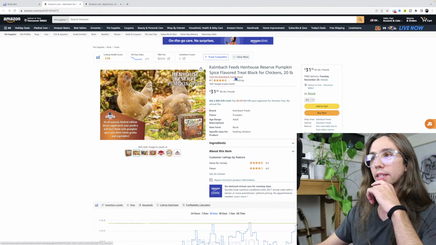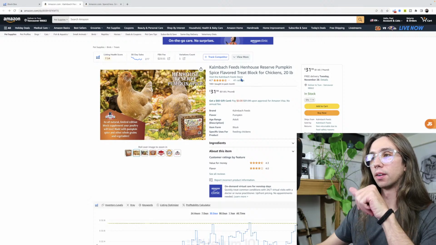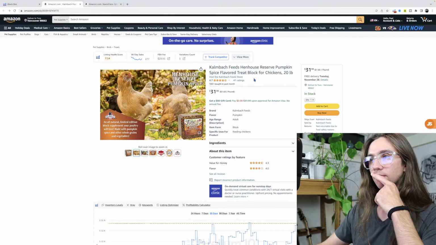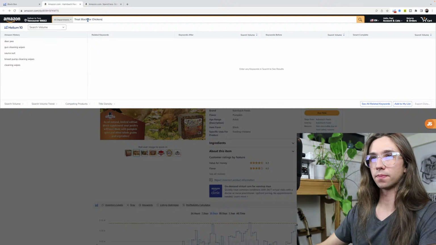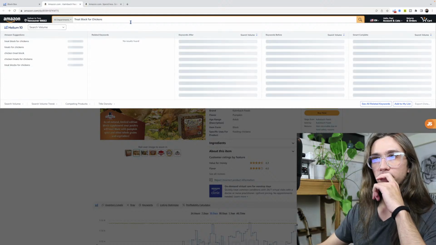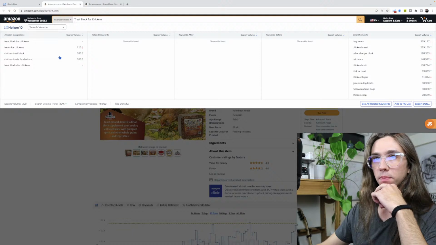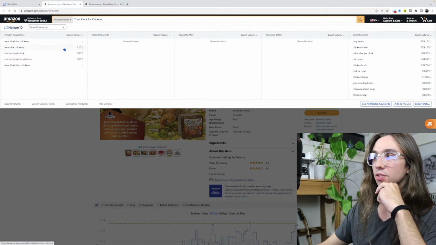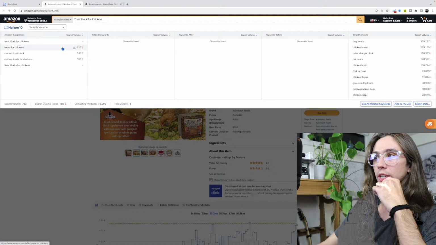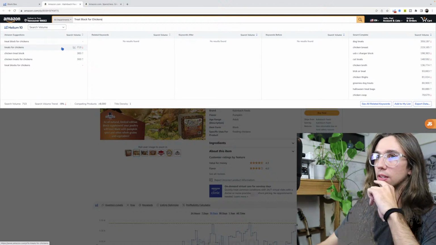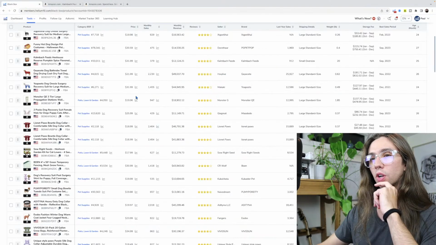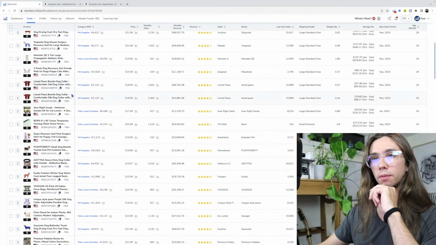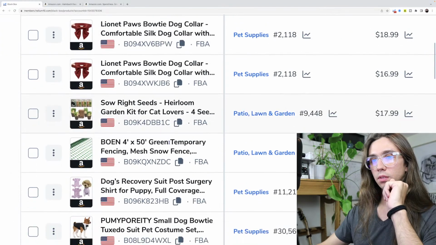Okay. Let's go see the actual market here. So it's a treat block for chickens. That seems like the keyword. Let's see if I was right. Survey says. Just chicken treat block. Yeah, there's not a whole lot. I guess it could be treats for chickens. It's got 700. It's probably just chicken food that they're trying to rank for. Chicken, what would you call that? Meal? Whatever. So we'll leave that open.